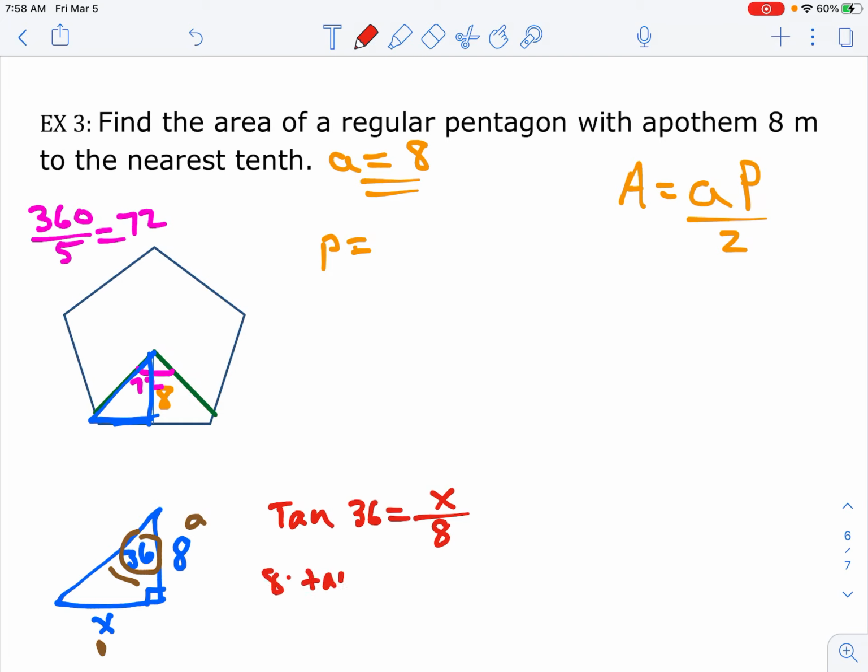X was on top, so remember this is a multiplication. So on a calculator, we're going to take 8 times tan 36. When you do that, you get 5.8.